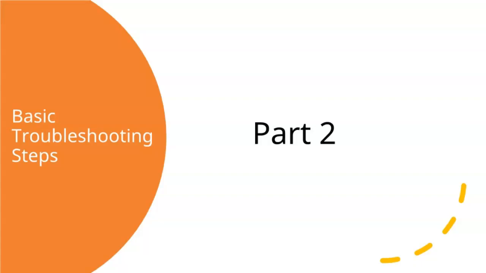11. Document the resolution. Once the issue is resolved, document the troubleshooting steps taken, the root cause of the problem, and the solution implemented. This documentation helps in knowledge sharing, future reference, and improving support processes. By following these basic troubleshooting steps, help desk staff can efficiently diagnose and resolve technical issues, minimize downtime, and ensure smooth operation of IT systems within the organization.